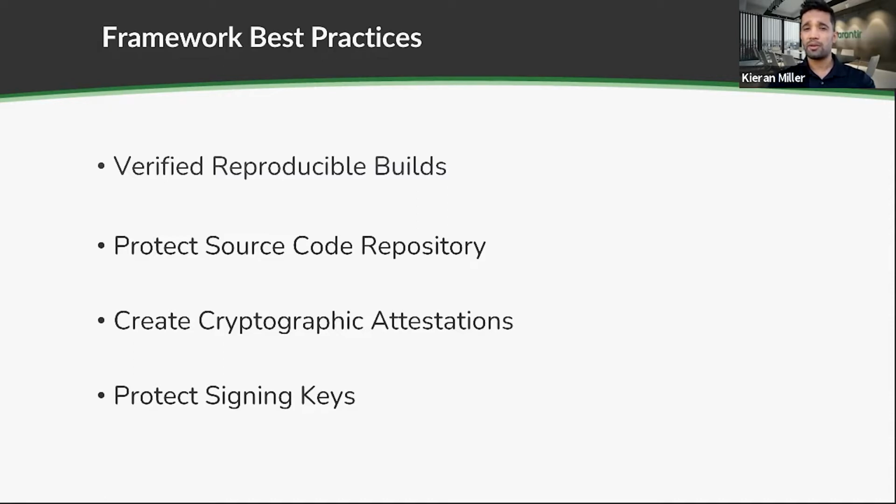One is verified reproducible builds. We'll go over in more detail what that means in a little bit. How to protect your source code repository. At the end of the day, the source code repository is the source of truth, and so we want to protect it. Using cryptographic attestations to attest to the fact that a certain build meets certain criteria. And then, of course, if you're using cryptographic attestations, those are only meaningful if you protect the keys that are used to produce those attestations.